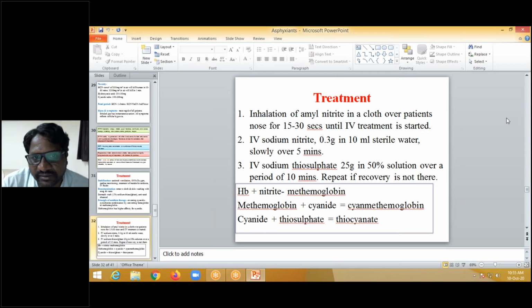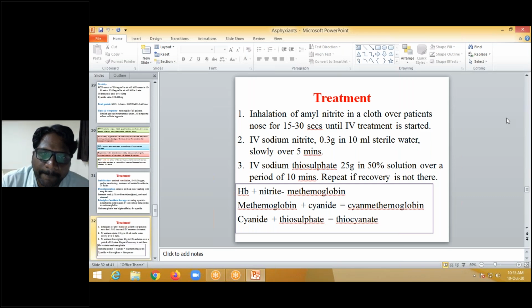Then IV sodium nitrite, 0.3 grams in 10 ml of sterile water, slowly over 5 minutes. So first of all, inhalation of the amyl nitrite for 15 to 30 seconds. Immediately IV sodium nitrite will be started, 0.3 grams in 10 ml sterile water slowly over 5 minutes. And next, the IV sodium thiosulfate. This is 25 grams in a 50% solution over a period of 10 minutes. Repeat if recovery is not there.